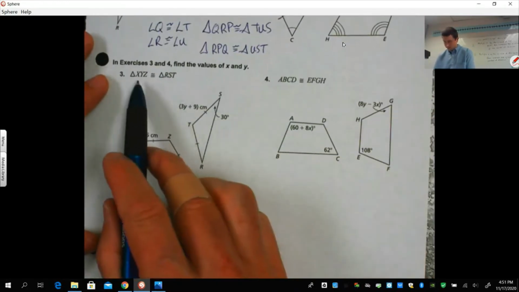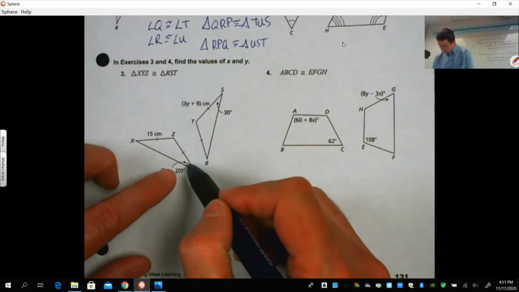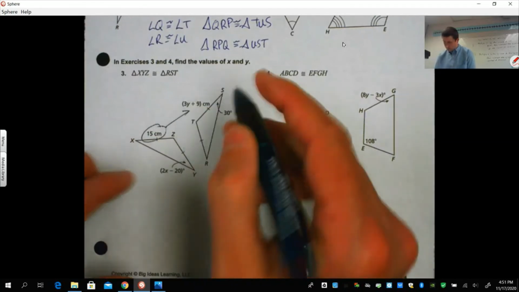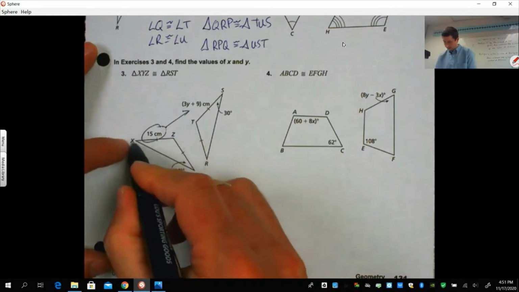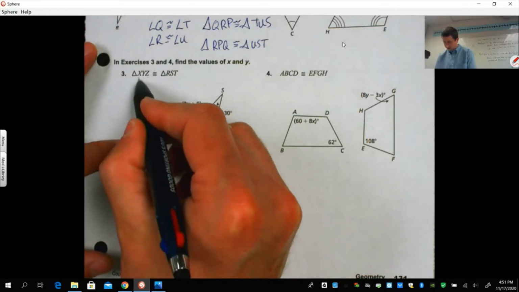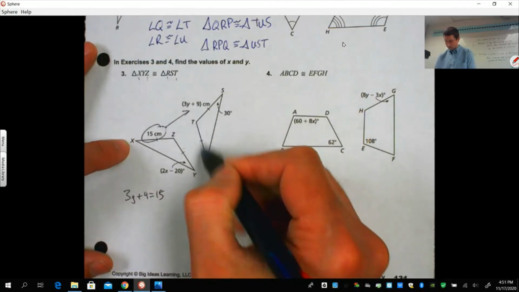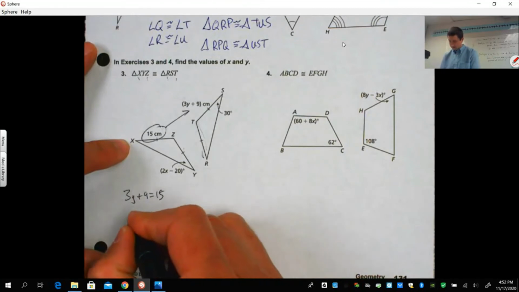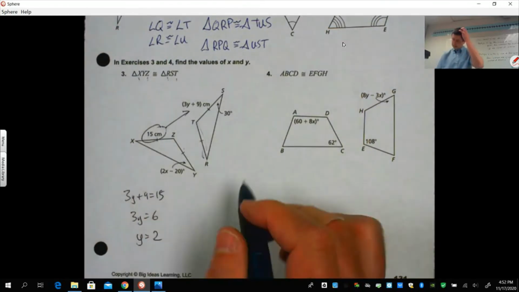Okay, we got some work to do here. Find the values of x and y. So it's saying these two triangles are congruent. So it looks like 15 has to equal 3y plus 9, because XZ would match up with RT, which is the same as ST, because it's isosceles. So 3y equals 6, y would equal 2. Minus the 9, divide by 3.